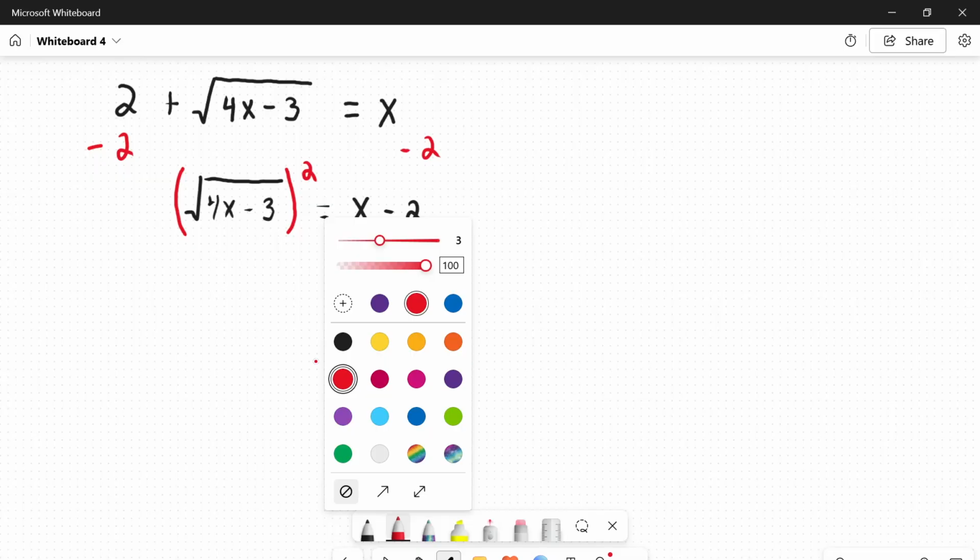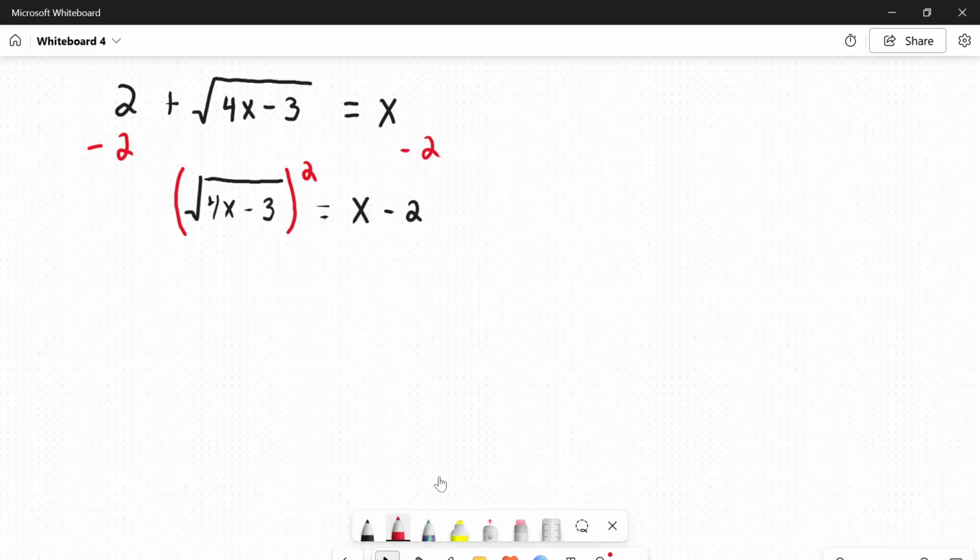Raise this to the power of 2, and then raise this to the power of 2 as well. So on the left side, the root and the exponent, this square root and this exponent, they're just going to cancel out. They're inverses of each other. So 4x minus 3 is equal to, on the right side, x minus 2 squared.